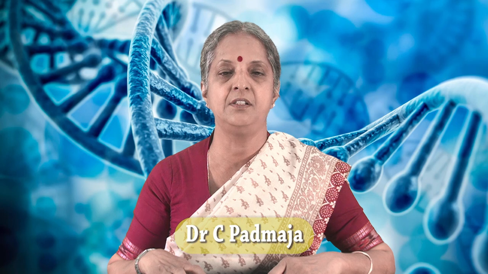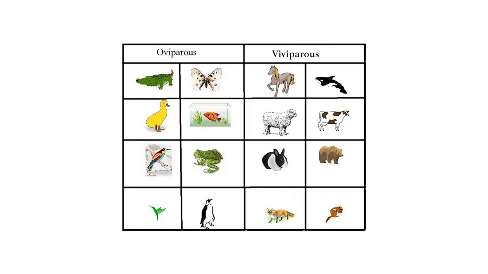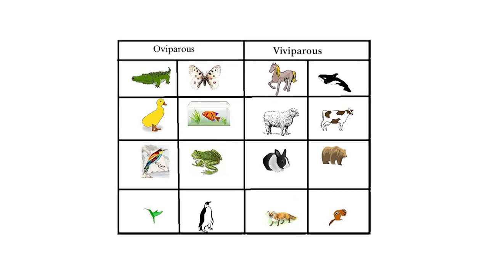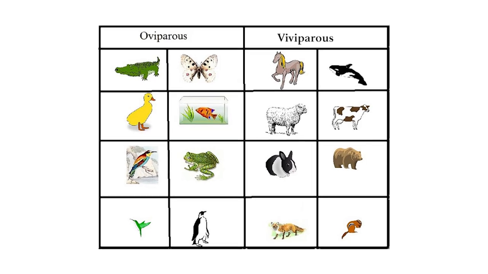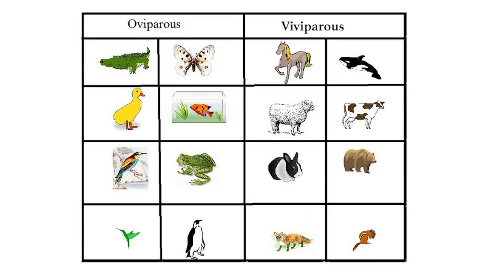Hello friends. In the previous episode, we studied about fertilization, types of fertilization, and test tube baby. Today, we will try to understand oviparous and viviparous animals.